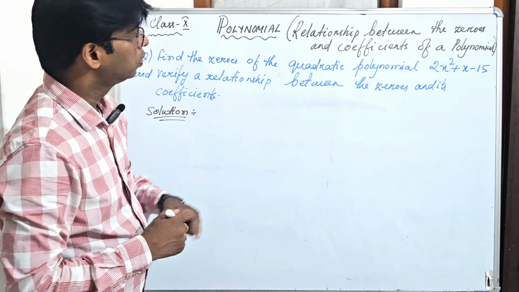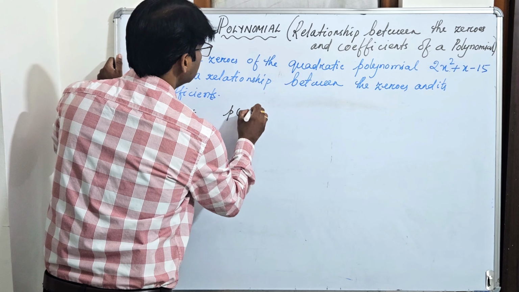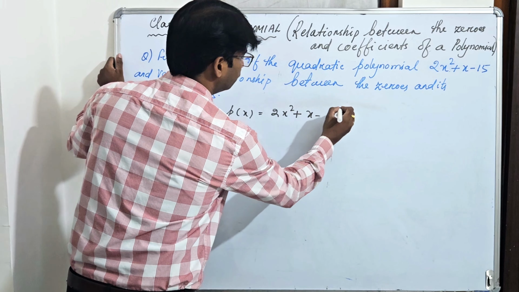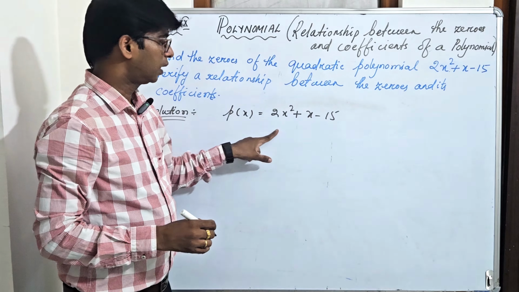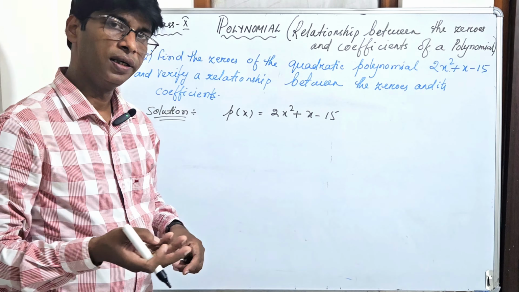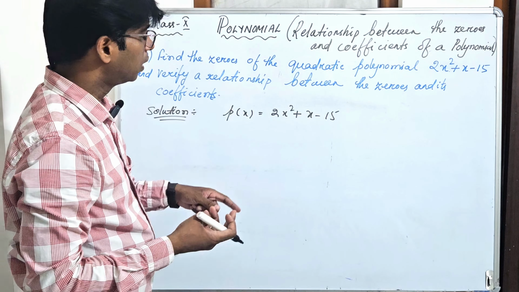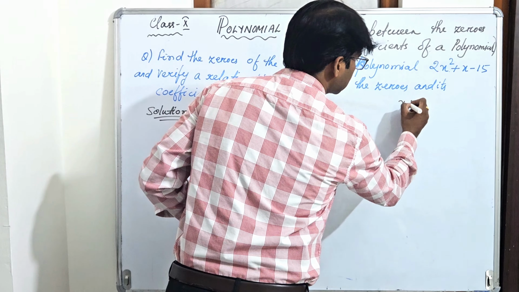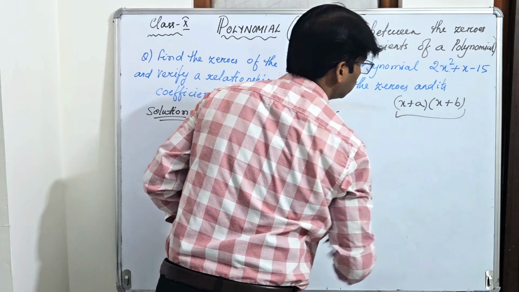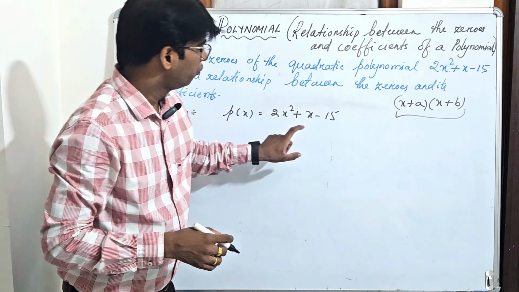Okay, so let us find the zeros of this quadratic polynomial. So p of x is given as 2x square plus x minus 15. You have to factorize it. Factorization involves different methods. We can use the algebraic identities like a plus b whole square, a minus b whole square, a square minus b square. Then another one you must be knowing, x plus a whole into x plus b, which is related to your middle term splitting method. So let us use this and factorize it.